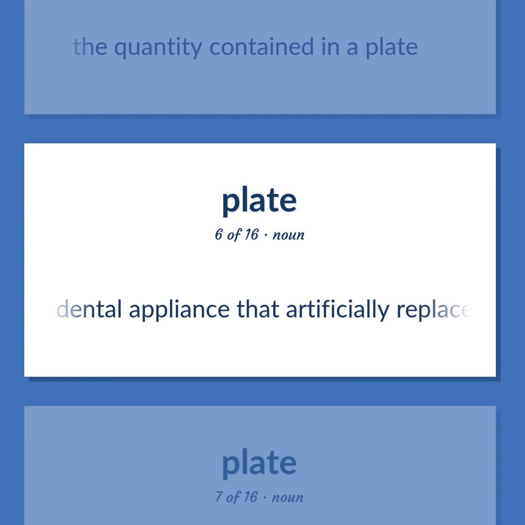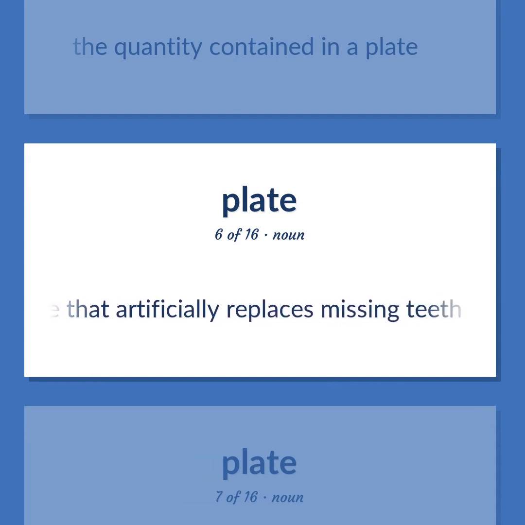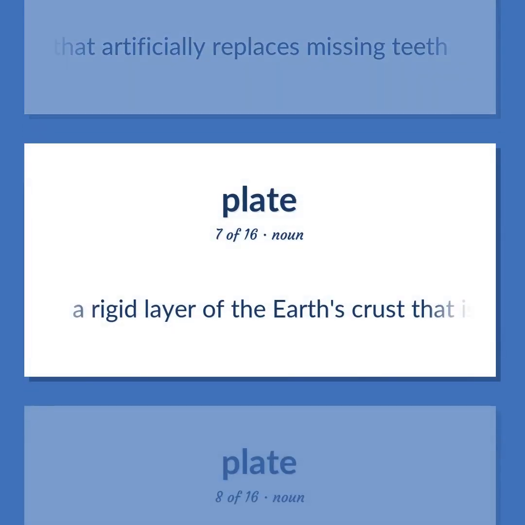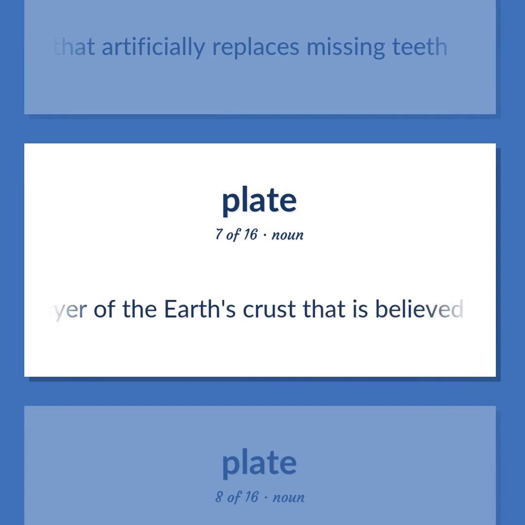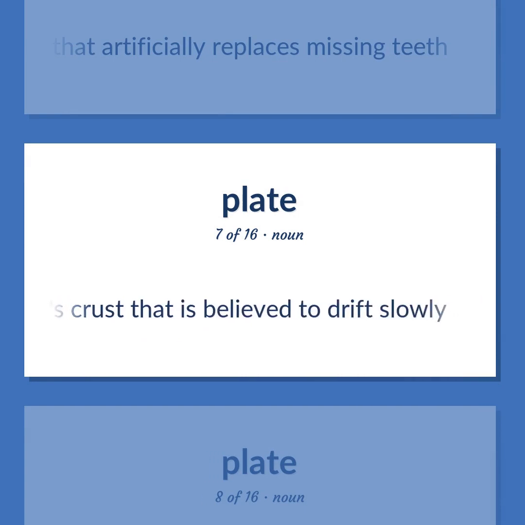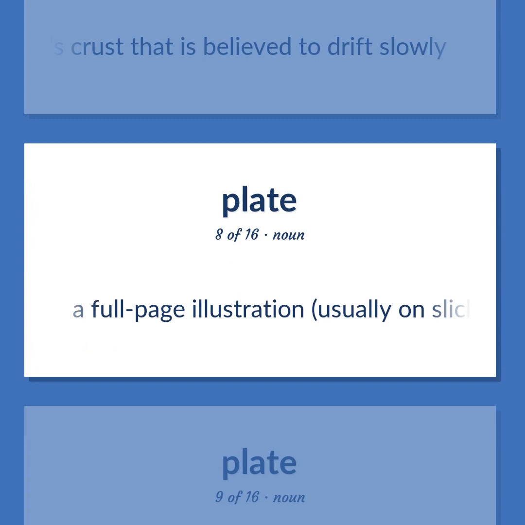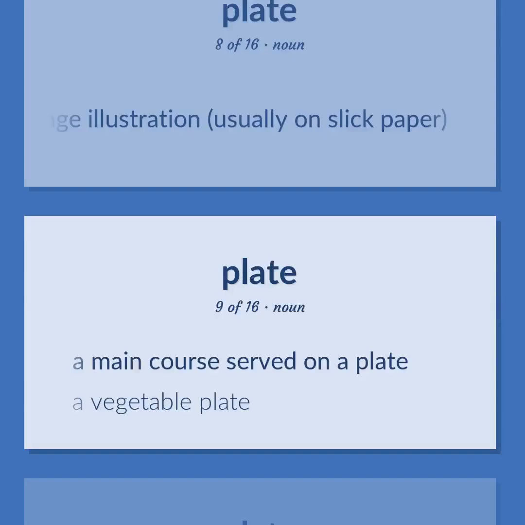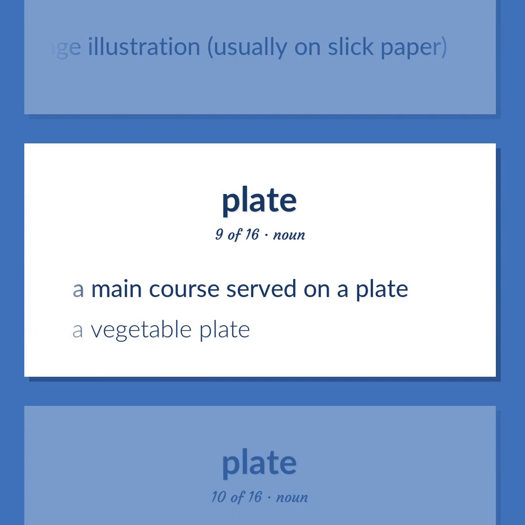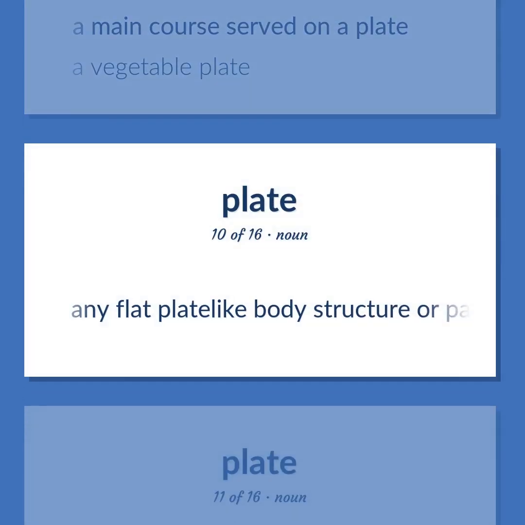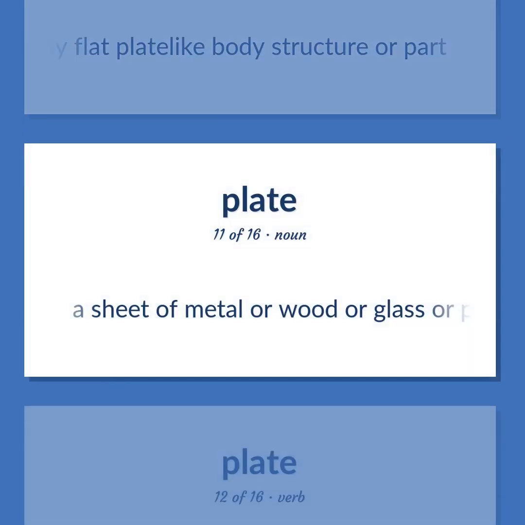A dental appliance that artificially replaces missing teeth. A rigid layer of the Earth's crust that is believed to drift slowly. A full-page illustration, usually on slick paper. A main course served on a plate. A vegetable plate. Any flat plate-like body structure or part. A sheet of metal or wood or glass or plastic.